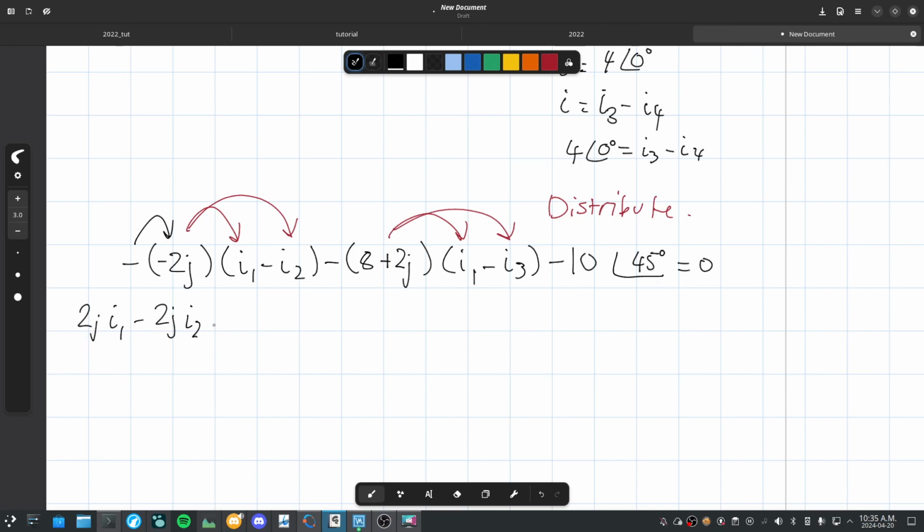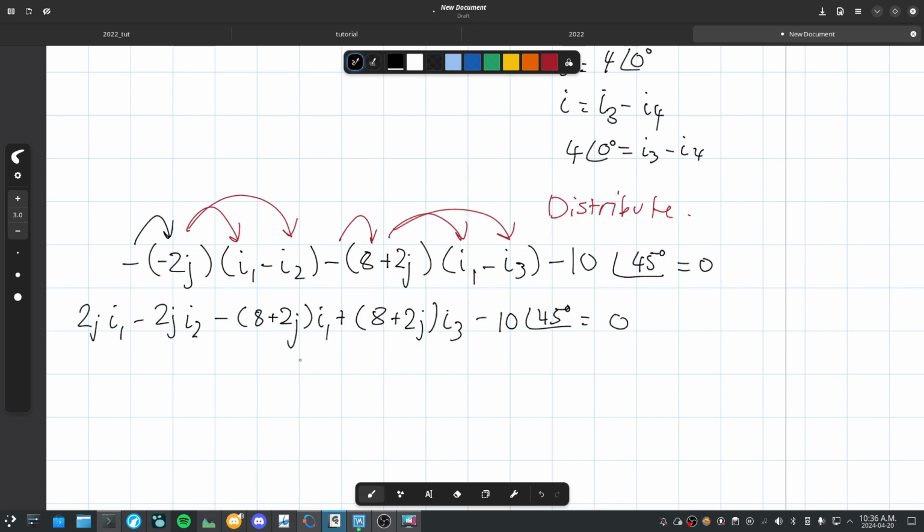Let's distribute this one out. That's going to be negative 8 plus 2j I1, plus 8 plus 2j I3, minus 10 with a phasor of 45 is equal to 0. So again, make sure to account for this negative sign. I'm a forgetful guy, so I always forget to do that.